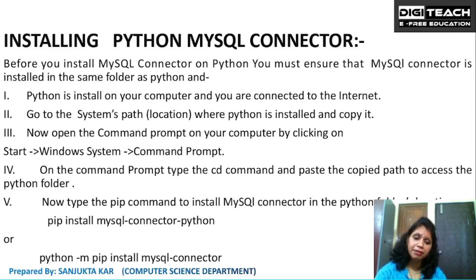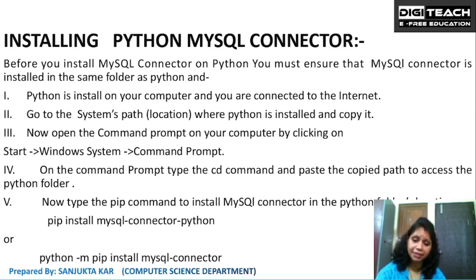Now open the command prompt and on that command prompt type the cd command. After that paste the copied path to access the Python folder. After that you have to write the pip command, that is pip install mysql connector python. So when you press enter, then automatically that Python MySQL connector will be installed in your system and it is saved in that particular folder where your Python folder is already saved.